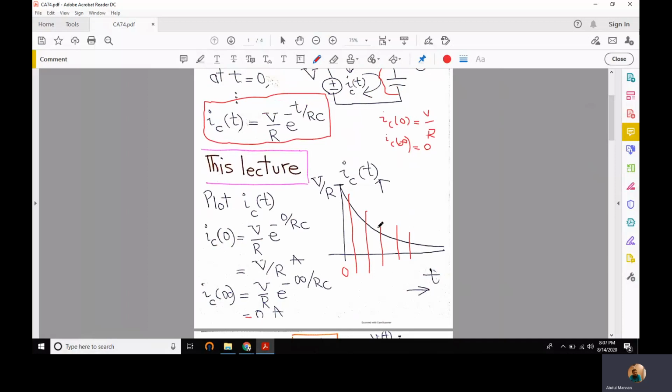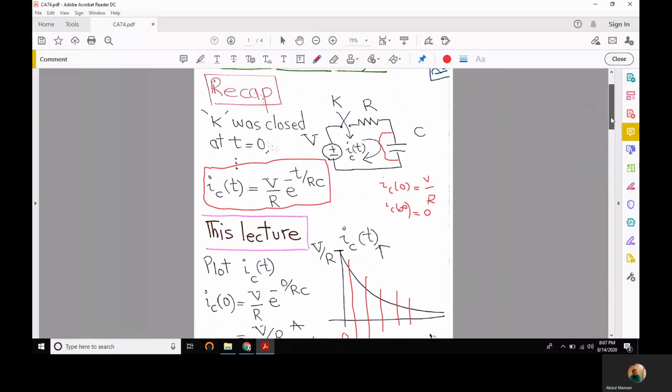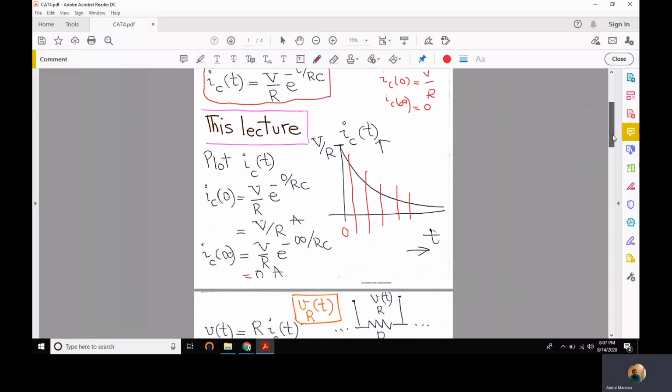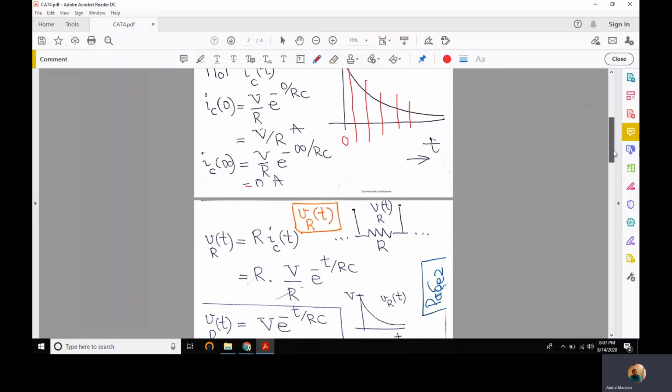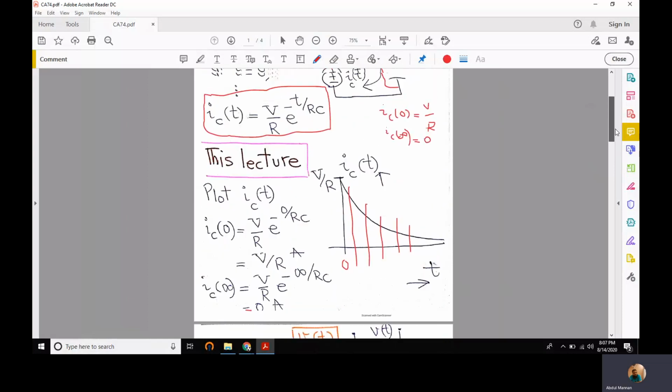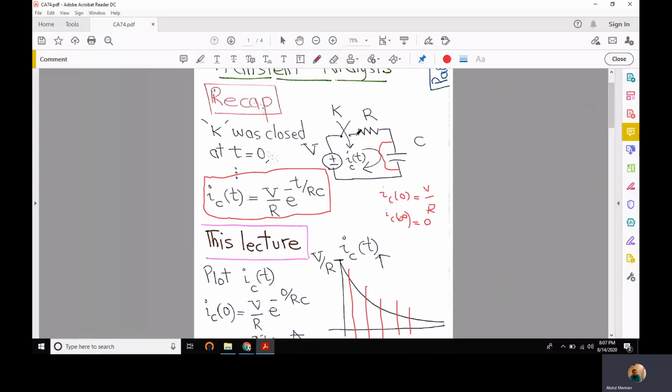And for all these middle values of t, you can put any value of t, maybe IC of 1, 2, but that will take a lot of work. So it's better we use a computing tool like MS Excel or MATLAB, which I will try to use in our upcoming lectures. Right. So in this lecture, we will study what is the voltage drop across this resistor.